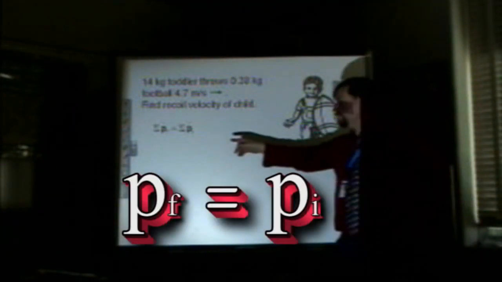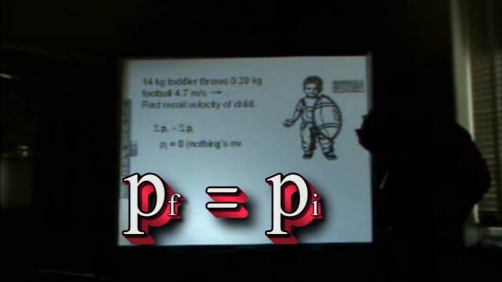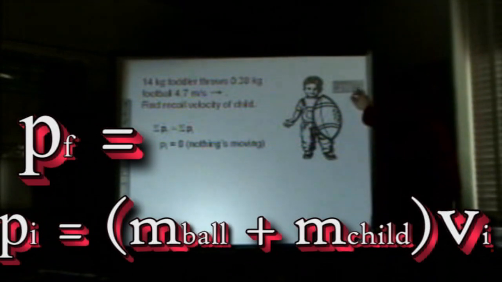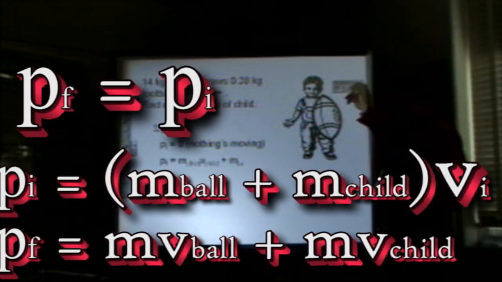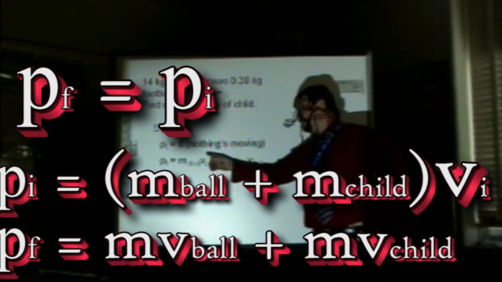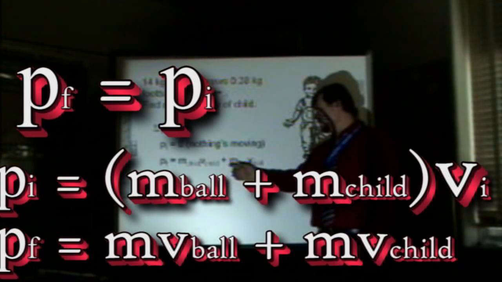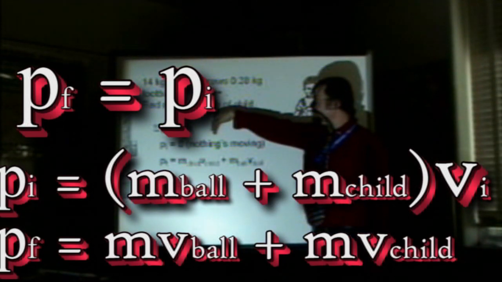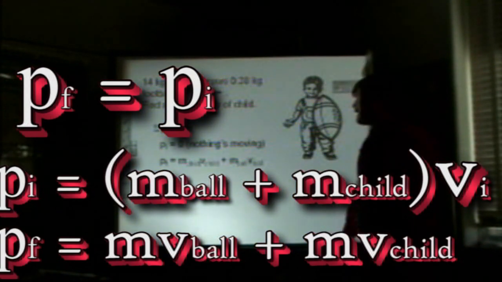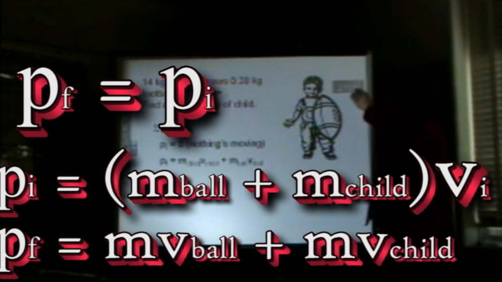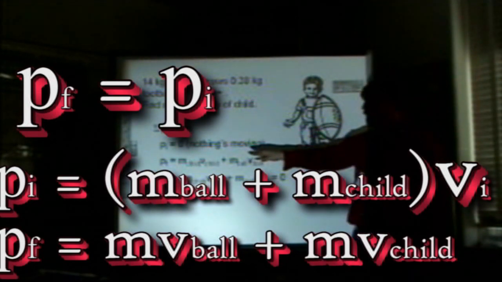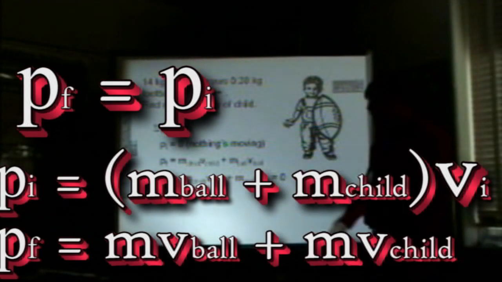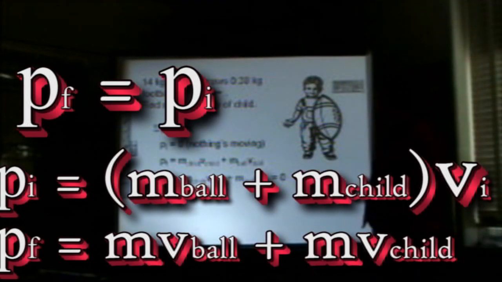Our final momentum is equal to our initial momentum. He's standing still initially, so our initial momentum is 0 because our initial velocity is 0. Our final momentum has a kid who's moving at a speed, and a football that's moving at a speed. The child is 14 kilograms. The football is 0.38 kilograms, moving to the right at 4.7 meters per second. Pi is 0. Pf is our two objects' momentums.